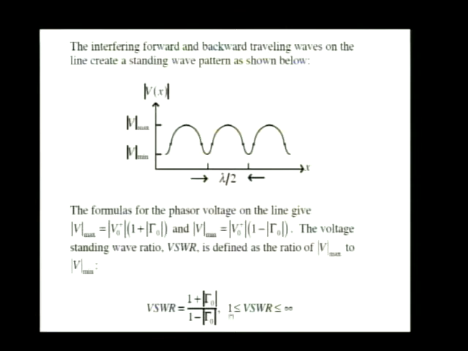The worst possible case is a standing wave ratio which is infinite. How would you get a standing wave ratio of infinity? Well, you can see here that if the denominator went to 0, that is to say, if the magnitude of the reflection coefficient was 1, then you'd have 0 in the denominator here. Yeah, you could mathematically get a standing wave ratio that would be infinite.